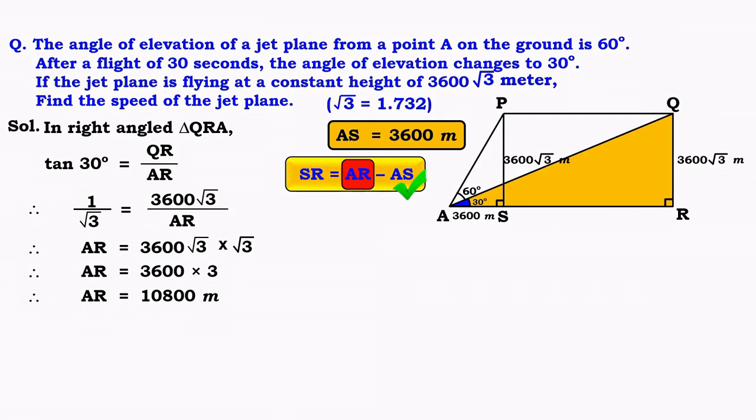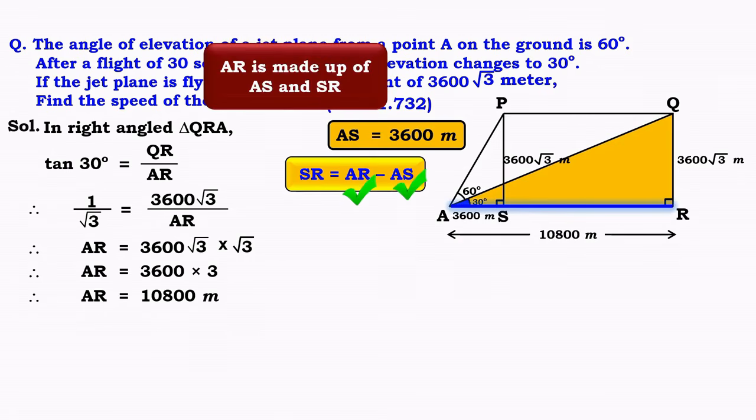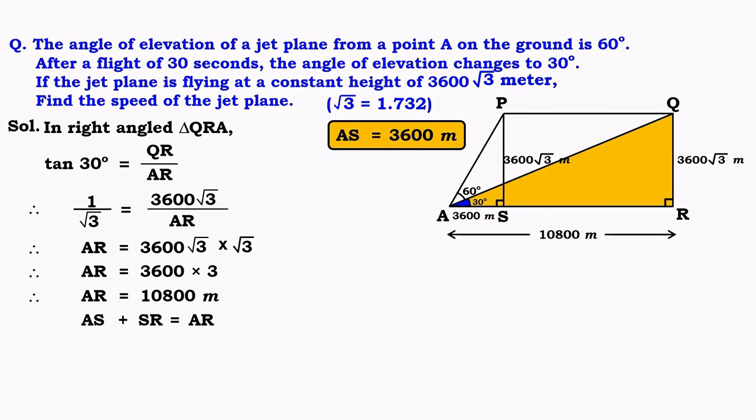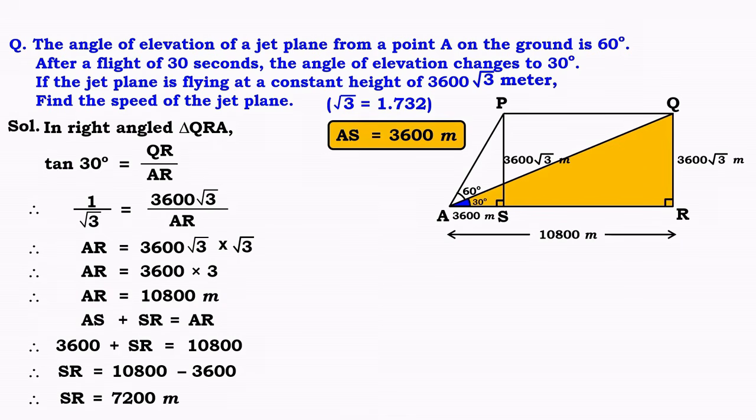We know that AR is made up of AS and SR. Therefore, AS plus SR is equal to AR. Substituting the values, 3600 plus SR is equal to 10,800. Therefore, SR is equal to 10,800 minus 3,600. Hence, SR is equal to 7,200 meters.